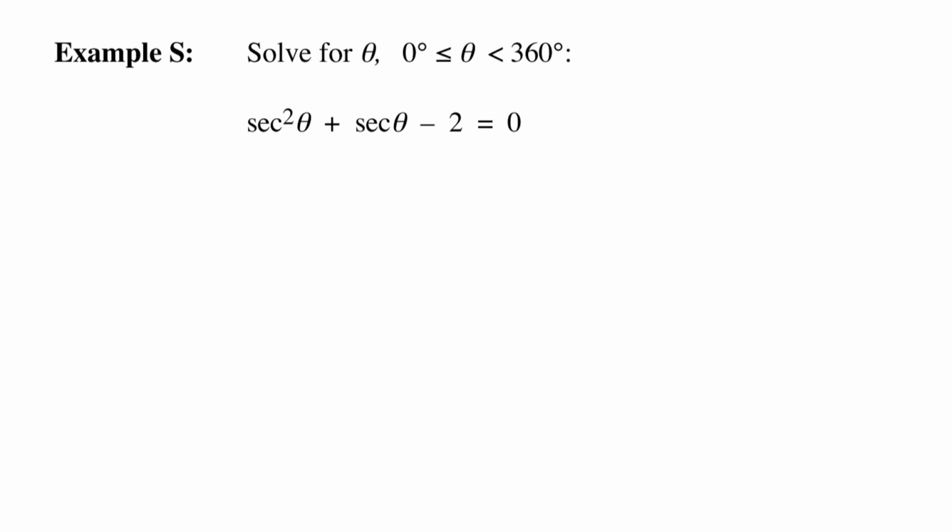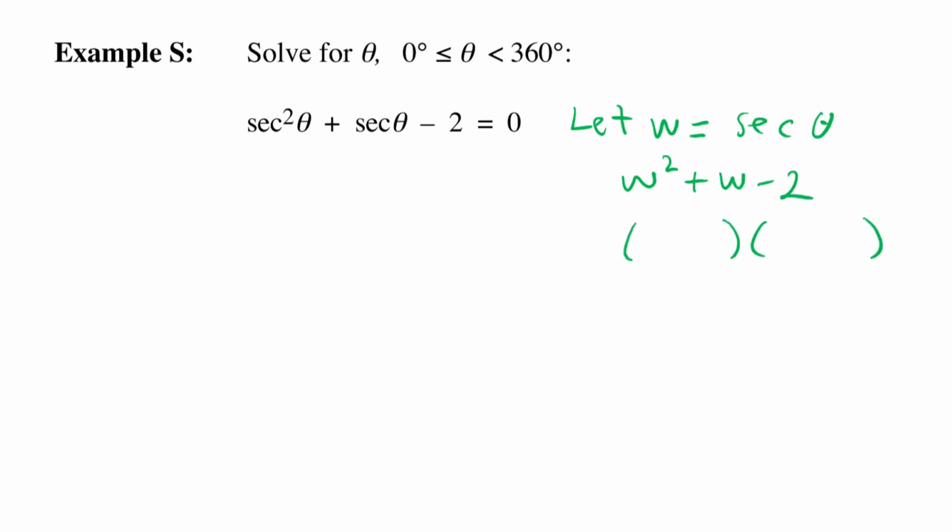In this example, the left side is quadratic in form, so we'll let w equal secant theta. That left side expression becomes w squared plus w minus 2. Now at this point, I'm going to factor it. You use any factoring technique that you're familiar with that works for you. We need to come up with the quantity (w plus 2) times (w minus 1), but what we really need to get is the quantity (secant theta plus 2) and (secant theta minus 1).